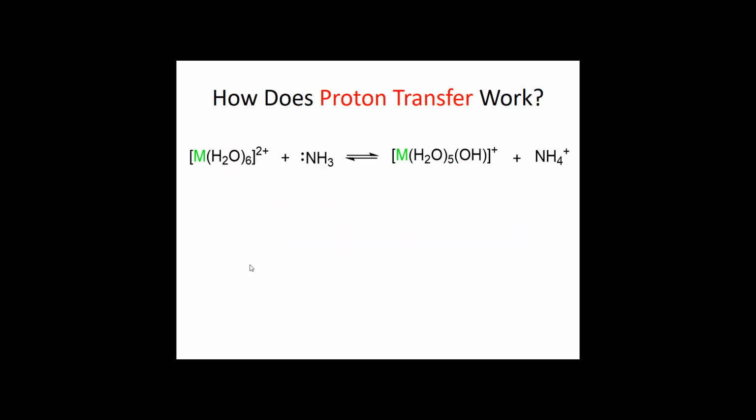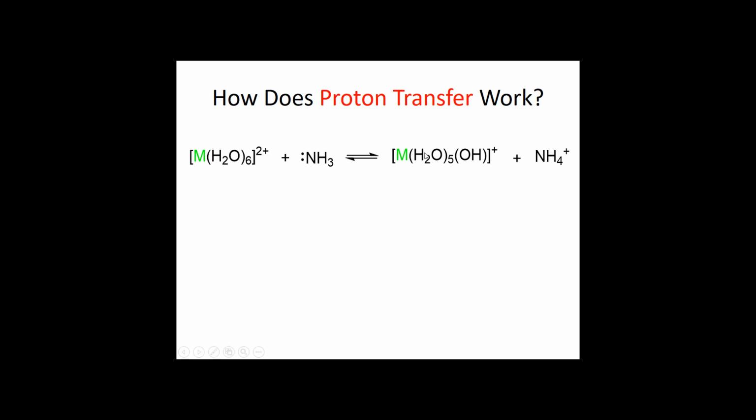So the way proton transfer works, here's my metal hydrate. It has 6 waters around it. Here's my ammonia. If you look at the other side of the equation, one of the H2Os has lost an H, right? That's because NH3 has pulled off an H.